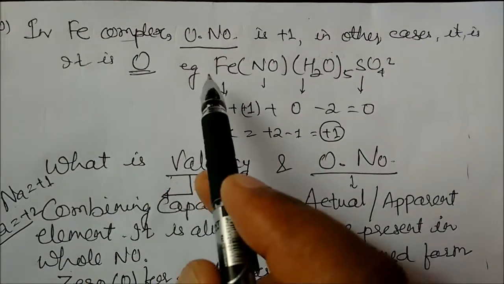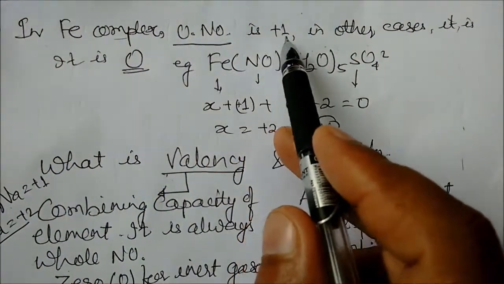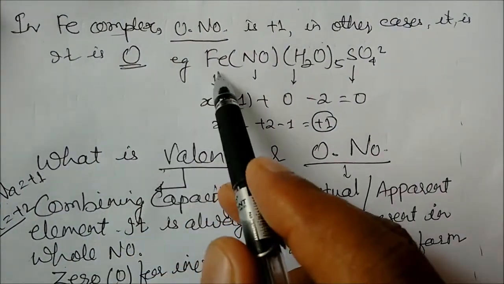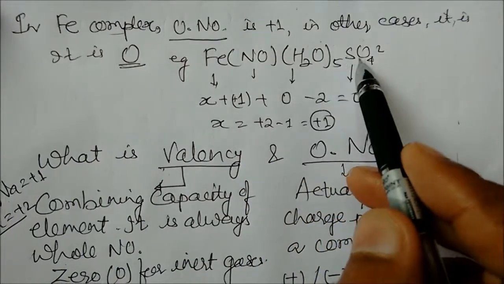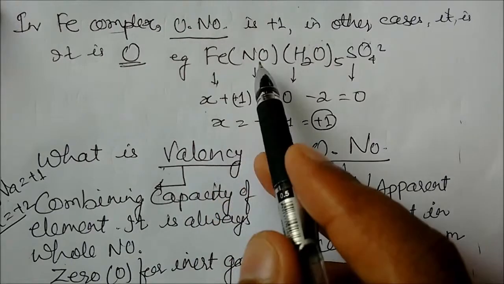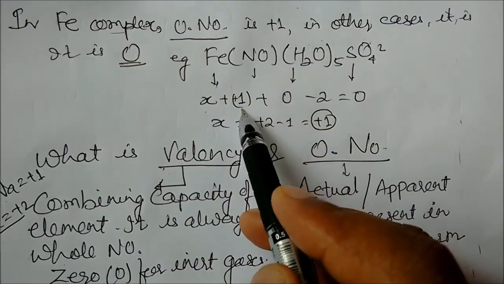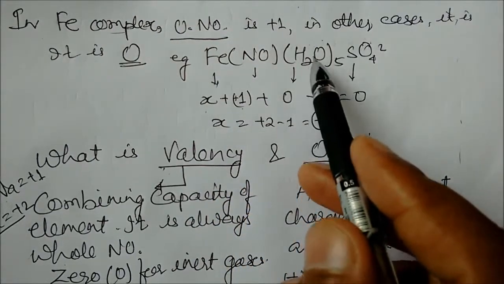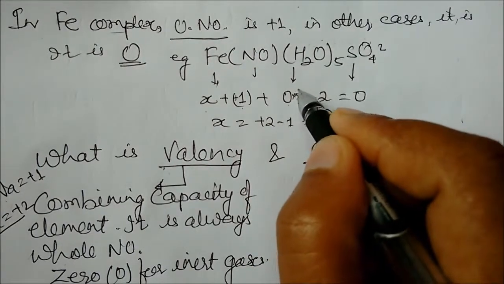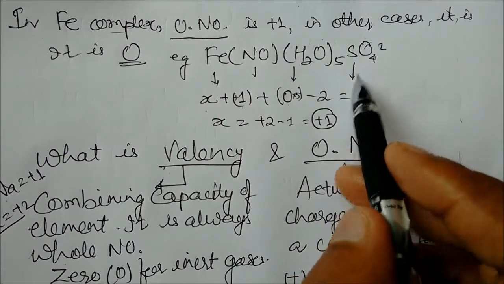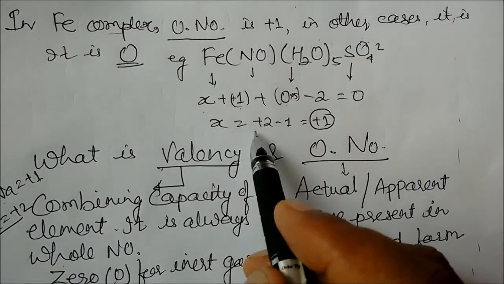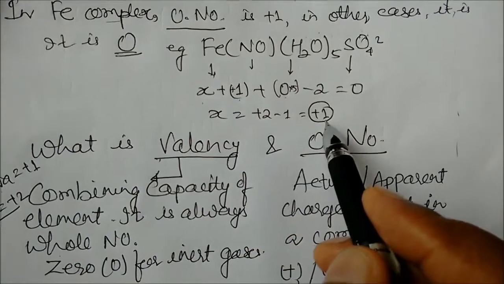In an iron complex the oxidation number is +1, but in other cases it is 0. So for example, Fe(NO)(H2O)5SO4. Here we don't know the oxidation state of iron, but the value of NO is +1, and water is a neutral molecule, so put 0. So 0 into how many molecules? 5. Whatever you put it will be 0 only, and sulfate is -2. So the oxidation state of iron is x = +2 - 1 = +1.